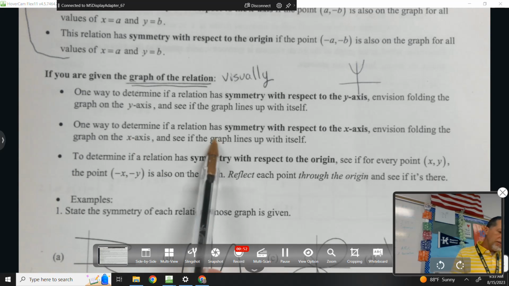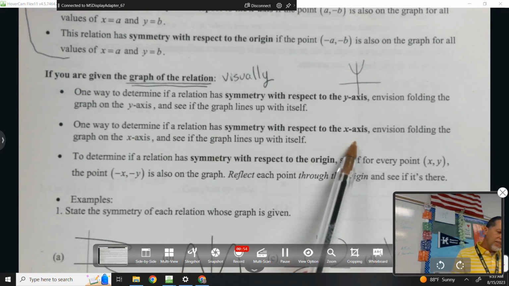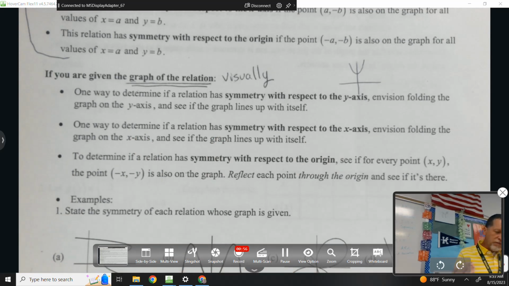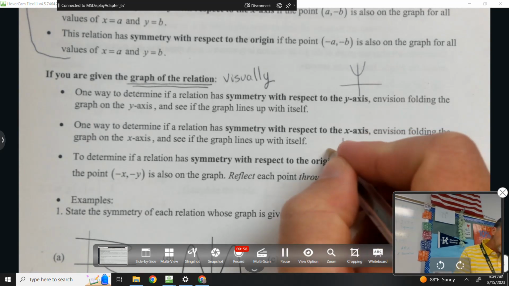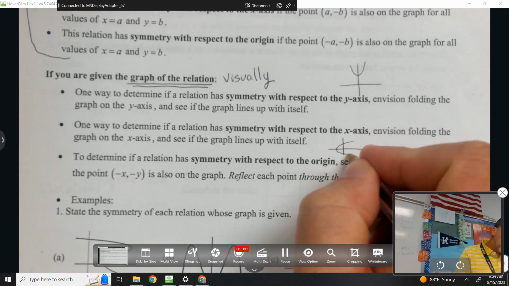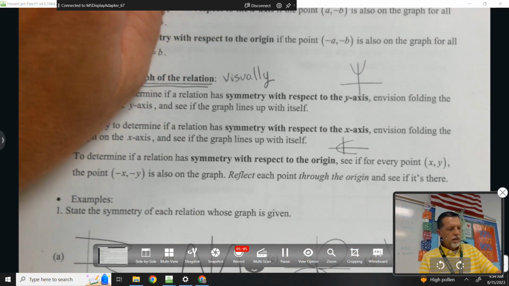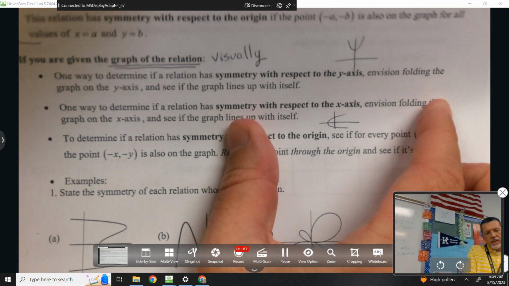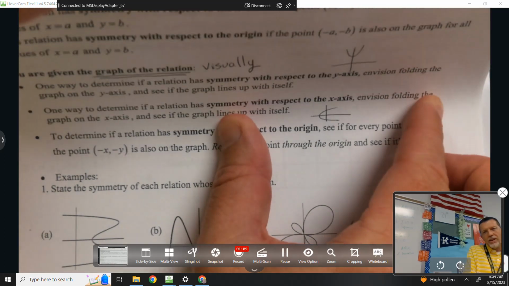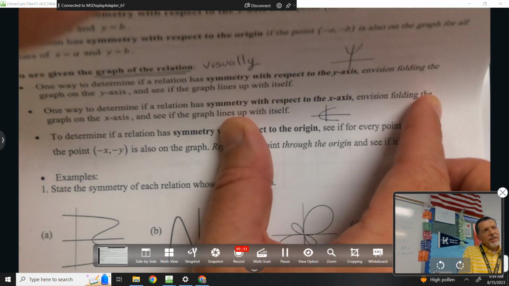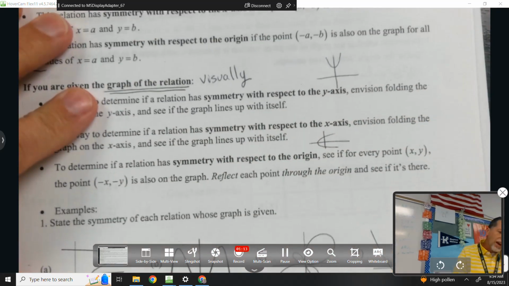One way to determine if a relation has symmetry with the x-axis is fold it on the x-axis. Same thing, if you drew a sideways parabola and you folded it on the x-axis, this one's a little harder to do maybe. If it would copy onto itself, then it has symmetry with the x-axis.